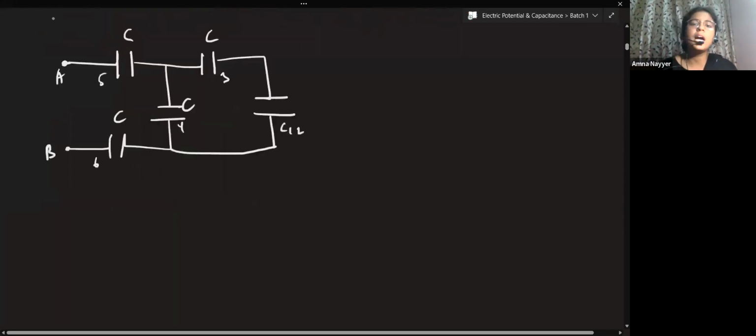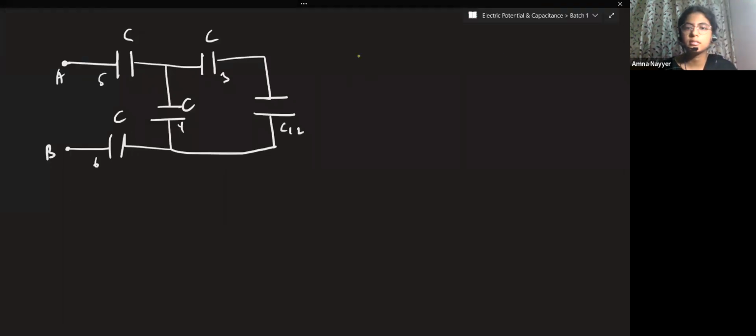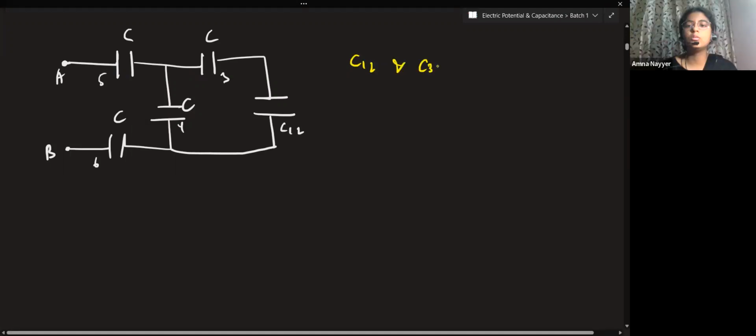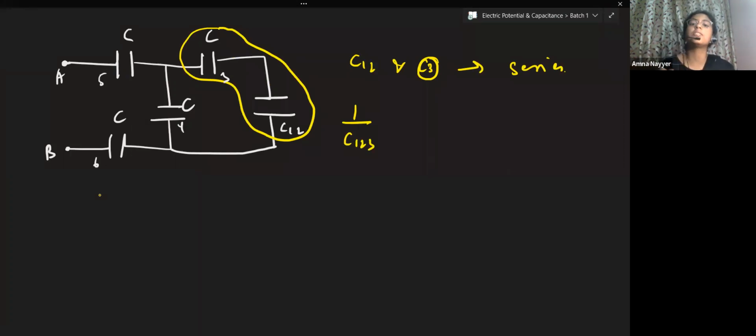Samaira, can you tell me how C12 and 3 are connected? Series. C12 and the third capacitor, both of these are connected in series. See, a single wire is used. They are connected in series. So in series, how do we calculate the equivalent? I'm naming it C123, with 1, 2, 3, so it becomes easier for us to remember which capacitors were combined.